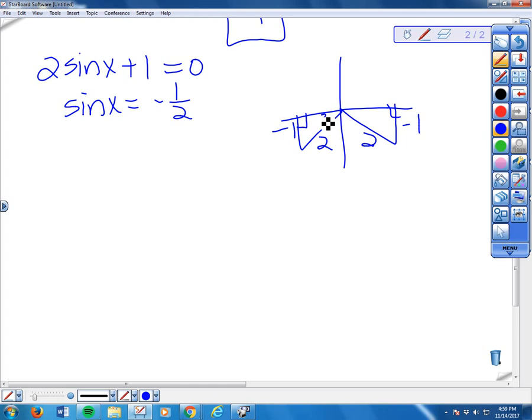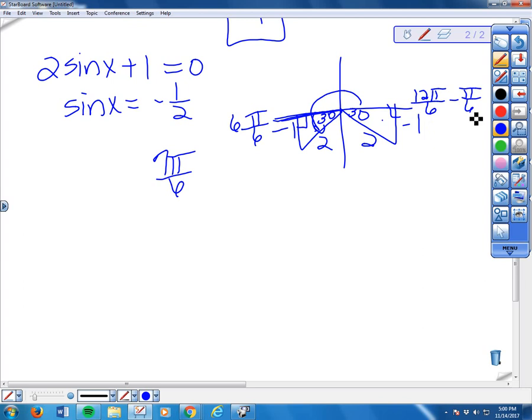this is 30. So now I just have to get it in terms of radians. This is 180, or pi. 30 is pi over 6, so I want to make this 6 pi over 6. And add pi over 6, I get 7 pi over 6. That's this angle here. And this one, all the way around, in terms of a denominator of 6, is 12 pi over 6. I'm subtracting 1 pi over 6. So my other choice is 11 pi over 6.